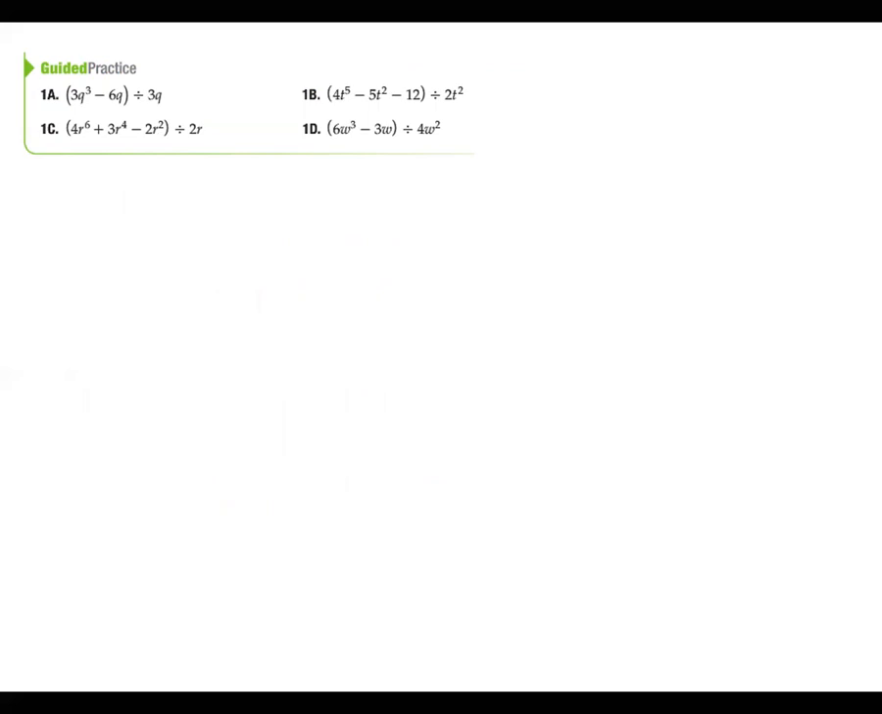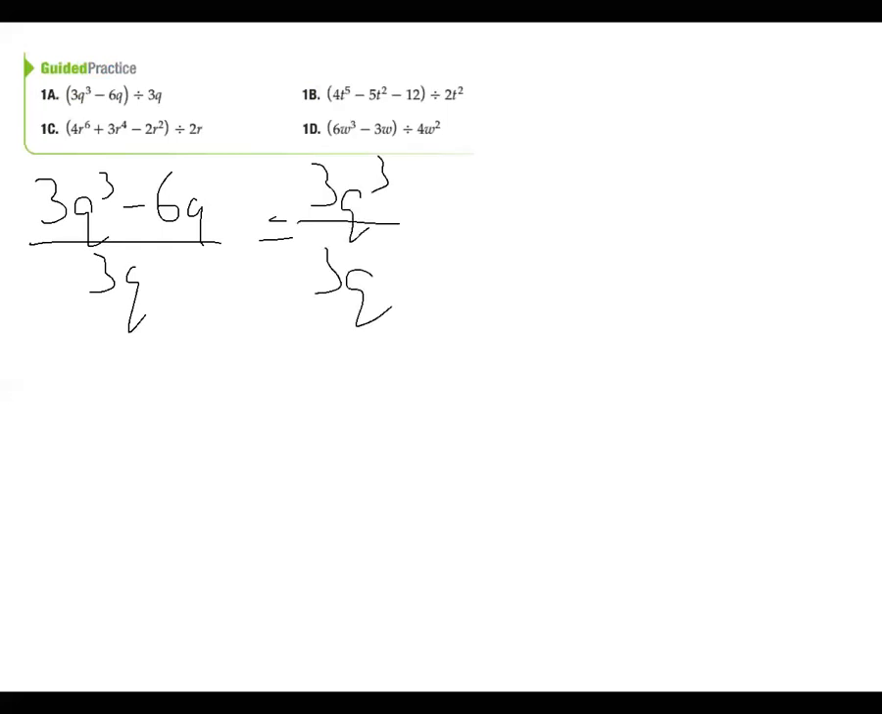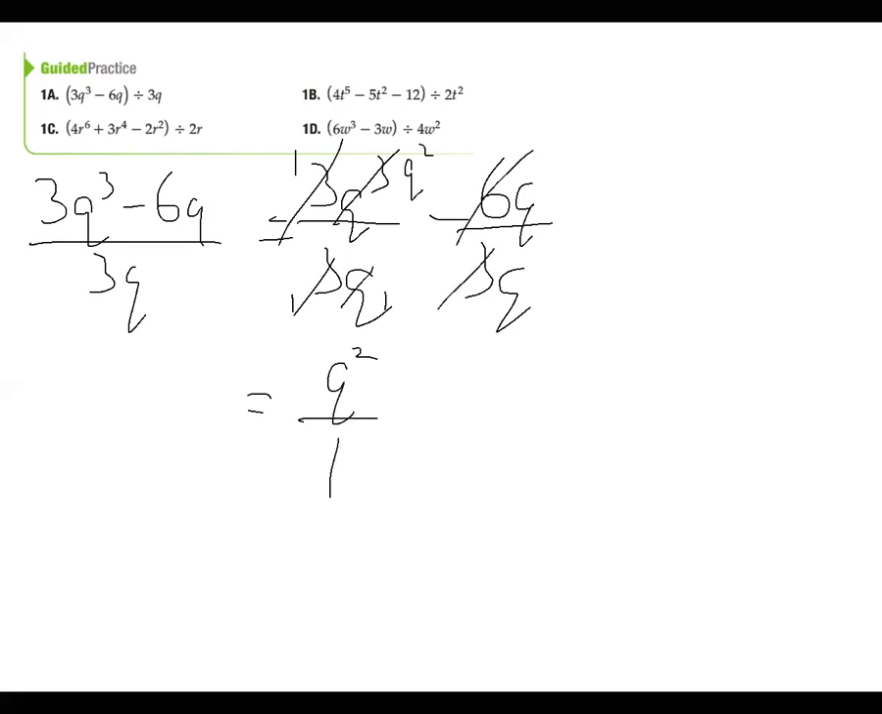Okay, we're back. Now, I'm not going to go over each one of these. I'm just going to go over a couple of them. So 1a, you have 3q cubed minus 6q over 3q, which you can think of as 3q cubed over 3q minus 6q over 3q. Now here the 3's cancel, and a factor of q cancels. So that'd be q squared over 1. Here, factor of 3 cancels and the q's cancel, so it'd just be minus 3. So that simplifies to q squared minus 3.